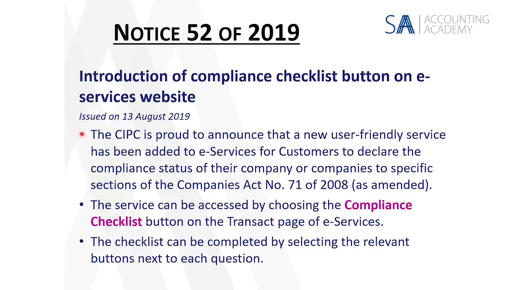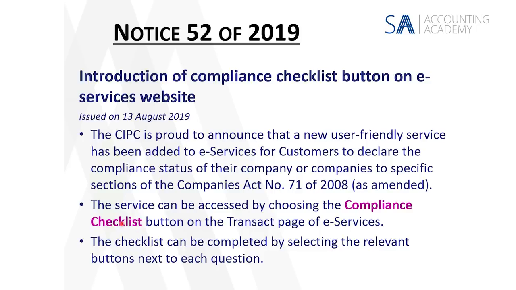On the slide here, you will see it says CIPC have announced that a new user-friendly service has been added to e-services for customers to declare the compliance status of their company or companies to specific sections of the Companies Act as amended. So they're making it sound like this is something that you would want to do from your side. The service can be accessed by choosing the compliance checklist button on the Transact page of e-services. The checklist can also be completed by selecting the relevant buttons next to each question.